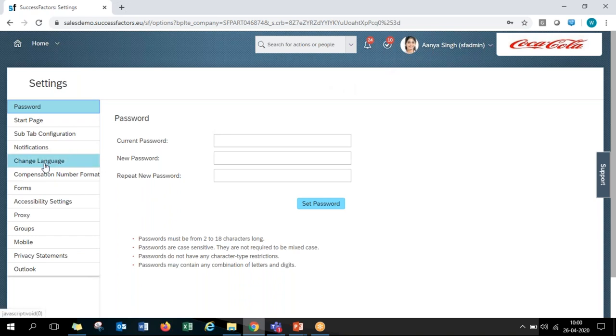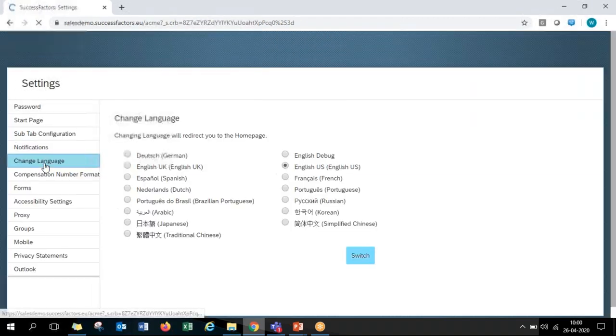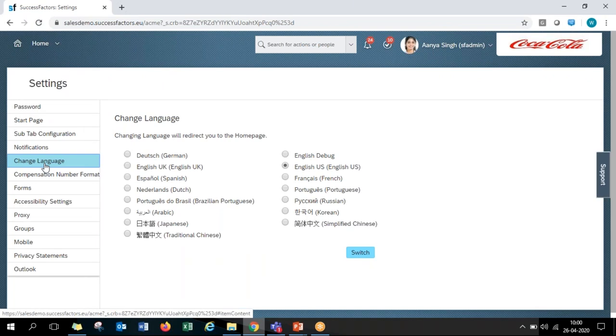And a more beautiful option is change language. I told you that SuccessFactors is today supported in 40 languages. We initially give the user his ID in English US, but if he feels he's more comfortable in Korean, Arabic, Chinese, Japanese, anything, they can change the language here. Say we have Korean as a language. If I choose Korean and click on switch, all the standard areas of SF will be automatically translated into Korean. So now the entire system of SuccessFactors is going to turn into the Korean language.